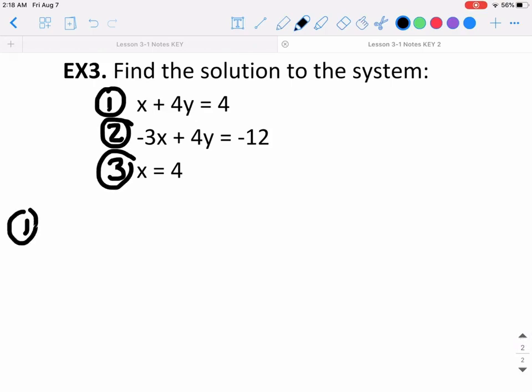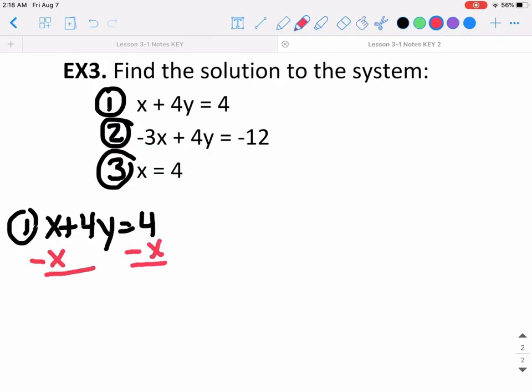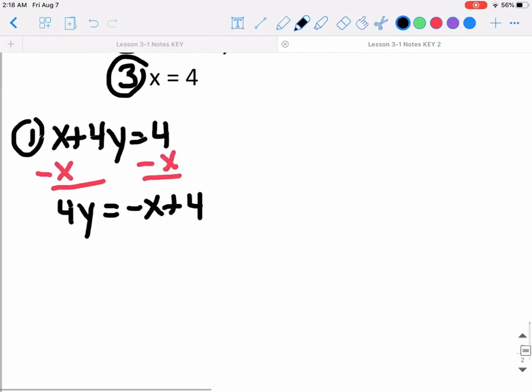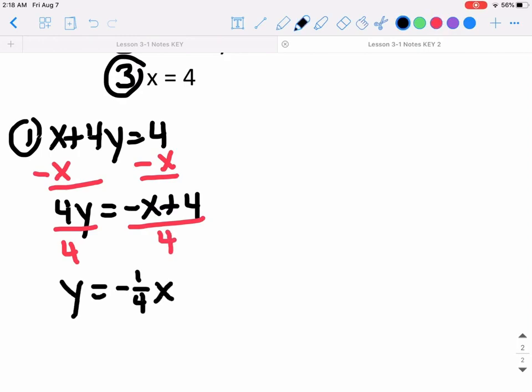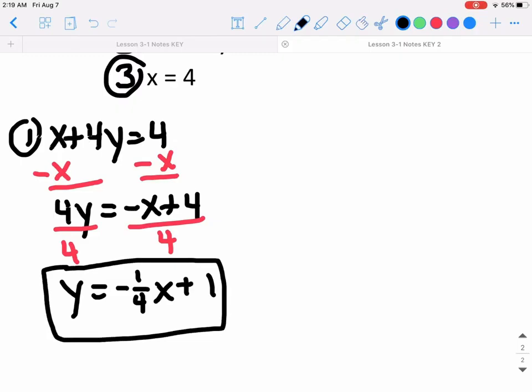Equation 1, I have x plus 4y is equal to 4. The first thing I want to do is change that into slope-intercept form. So I'm going to subtract x on both sides. I'm going to get 4y is equal to negative x plus 4. From there, I need that y by itself for slope-intercept form, so I need to divide by 4 to get that y by itself. If I do that on the left, I have to do that on the right. And I end up with y is equal to negative 1/4 x plus 4 divided by 4 is 1. So this is my new first equation that I'm going to graph.